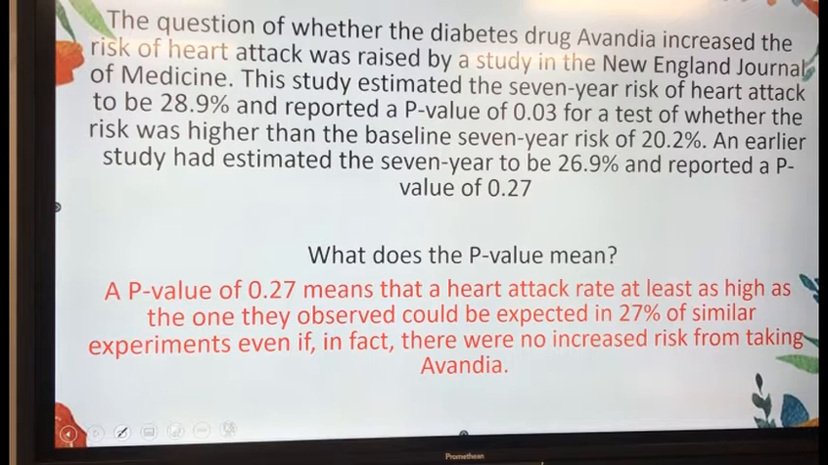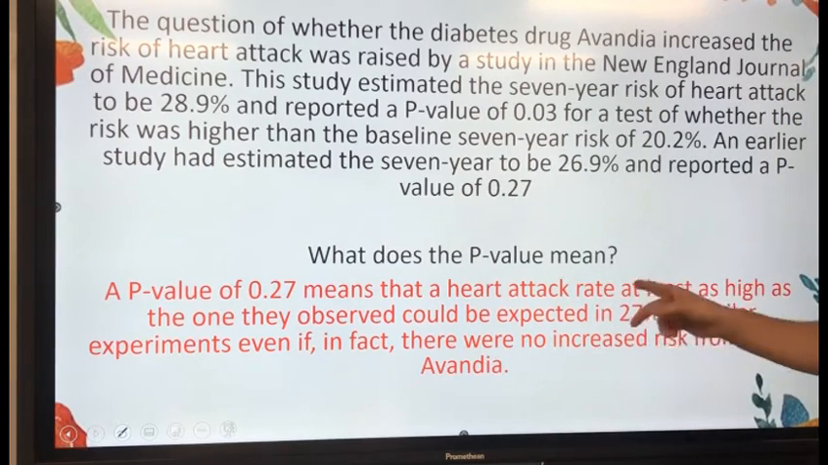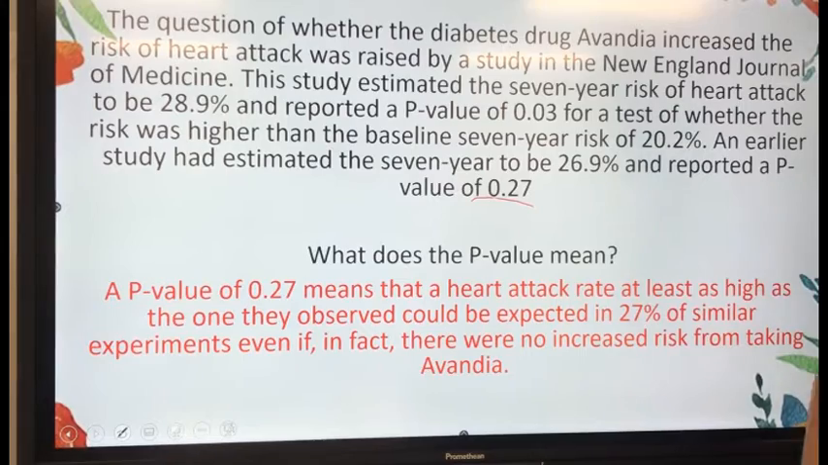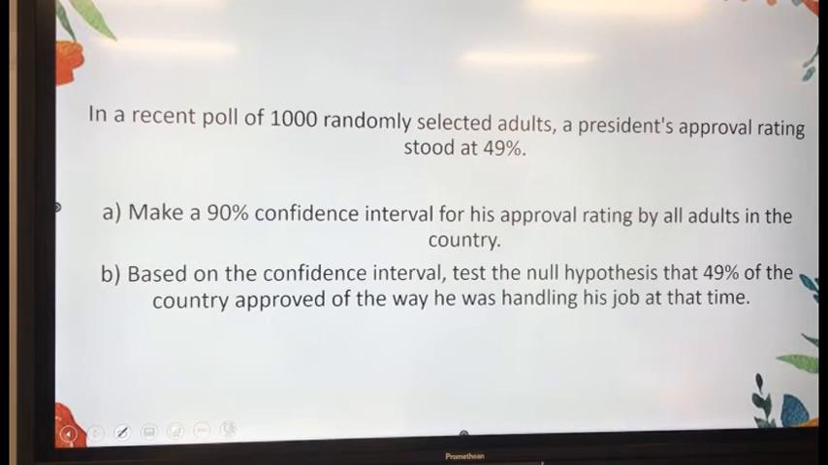So a p-value of 0.27 means that a heart attack rate at least as high as the one they observed could be expected in 27% of these similar experiments, even if in fact there is no increased risk from taking Avandia. So even if there isn't, it's still coming up that often when we're running experiments. That's what our p-value represents. So how often, or what's the likelihood of us getting our null hypothesis?